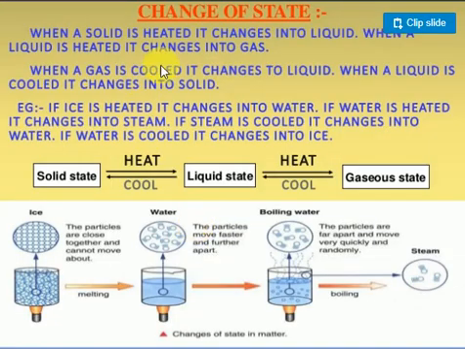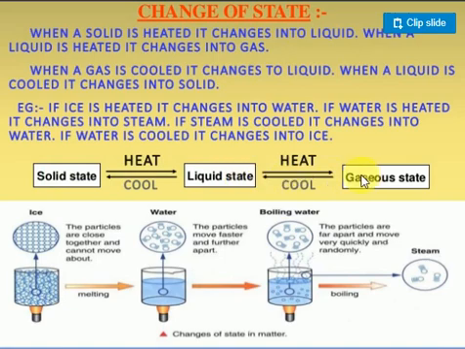Next, coming to the change of state. I said one point: matter can be converted from one form to another form by applying heat. When a solid is heated, it changes to liquid. When a liquid is heated, it changes to gas. Suppose I'm taking ice. When I give heat, it becomes liquid. The process is called melting. When solid ice becomes liquid on heating, it is called the melting process.